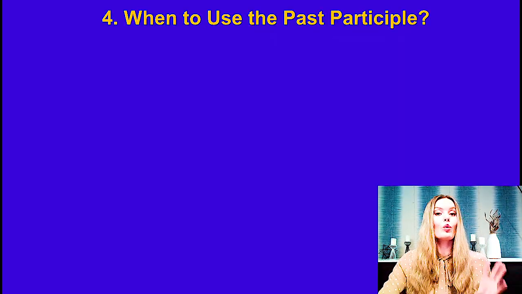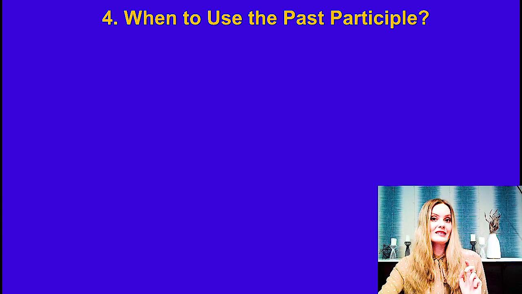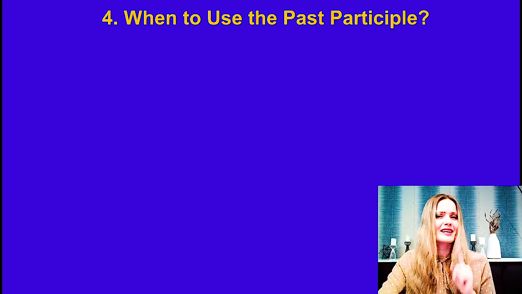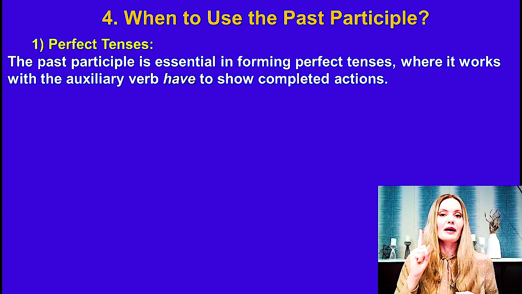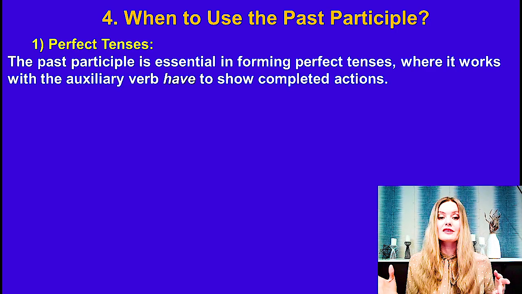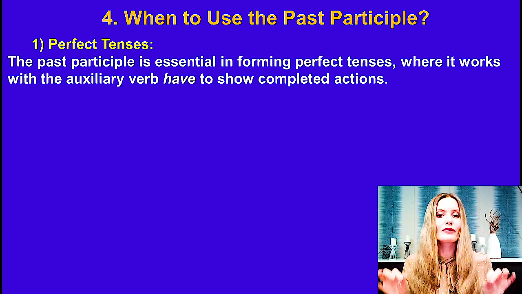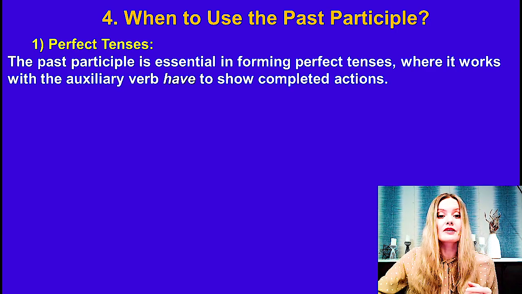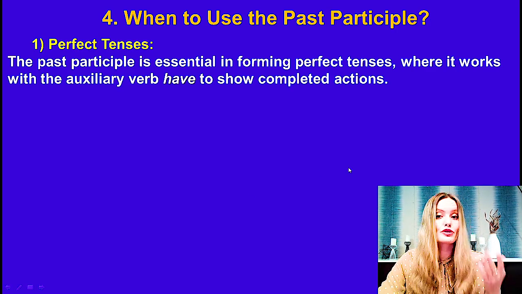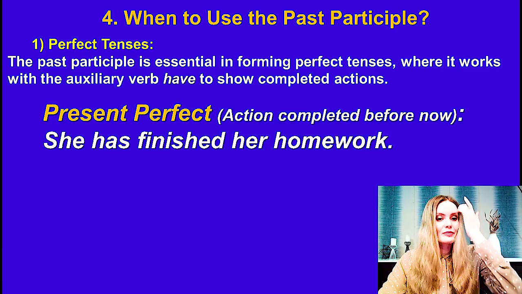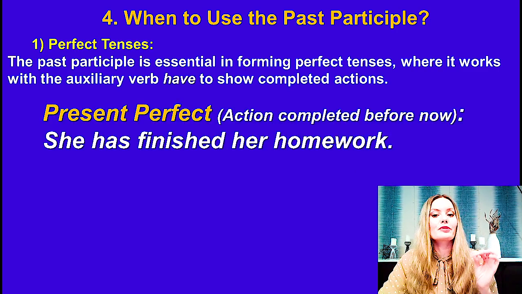So now we know what the past participle is, how to form it, and it's time to learn when to use the past participle. It's very important. So number 1, perfect tenses. The past participle is essential in forming perfect tenses, where it works with the auxiliary verb have to show completed actions. For example, let's take a look at the present perfect.